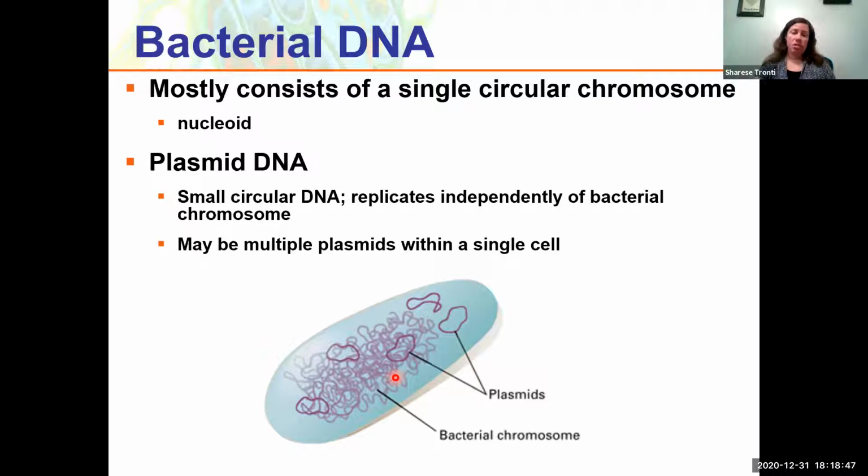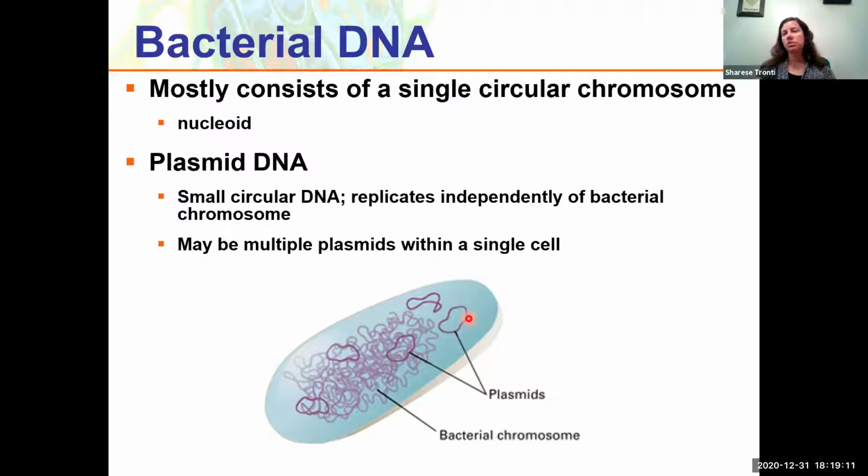Now, in addition to the circular chromosome, there can also be plasmid DNAs. So they're also circular. They're much, much smaller. And again, they're optional. So the cell may have one, it may have several, it may have none. And the genetic information carried on those plasmids is also optional.